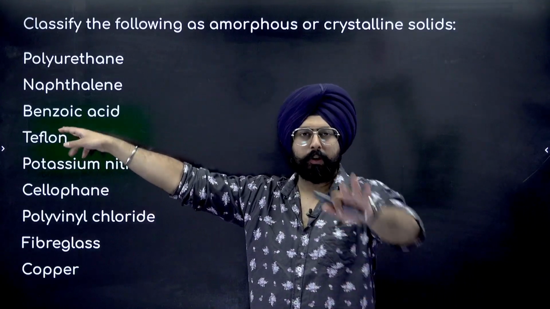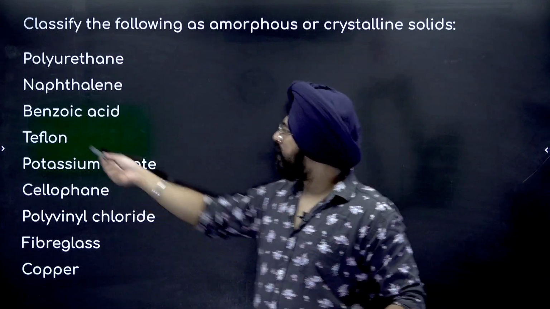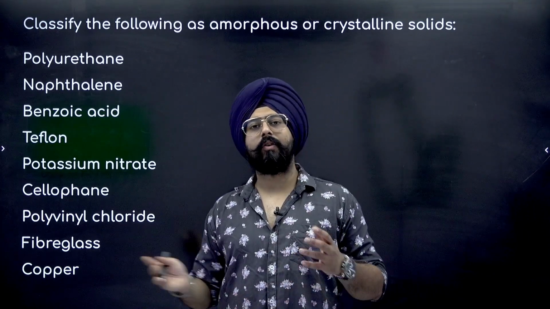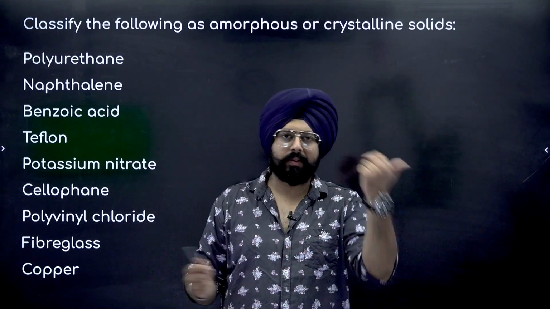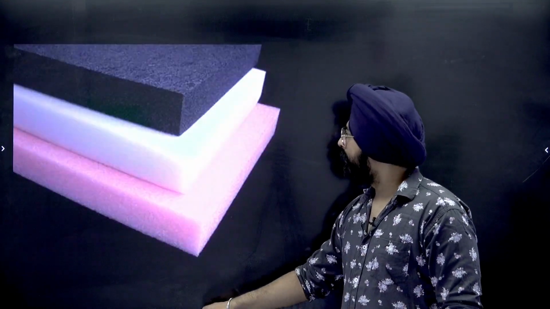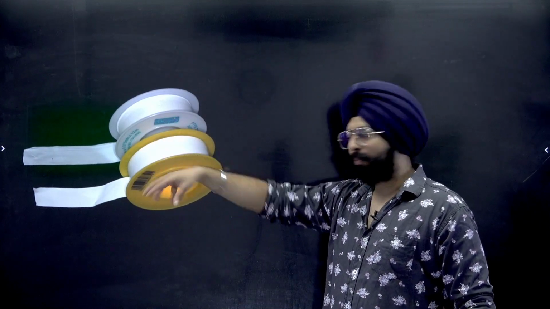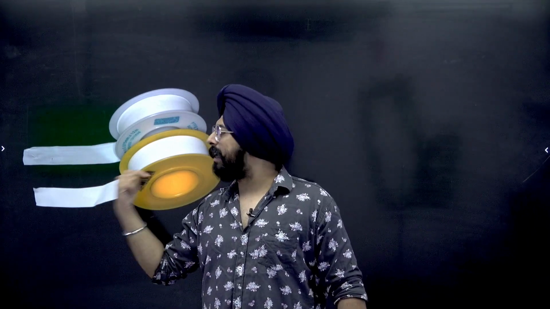Teflon. I'm sure you're wondering, sir, but how would we know? I'll tell you, don't worry. Teflon. What is Teflon? Tetrafluoroethylene, a polymer that is used in non-stick cookware. But then you're like, sir, but it is stuck to the cookware, so we don't know whether it is soft or hard or what. Have you seen these tapes? If a plumber has come to your house to repair your taps or something, they carry these tapes generally. These are Teflon tapes. These are used as sealants.